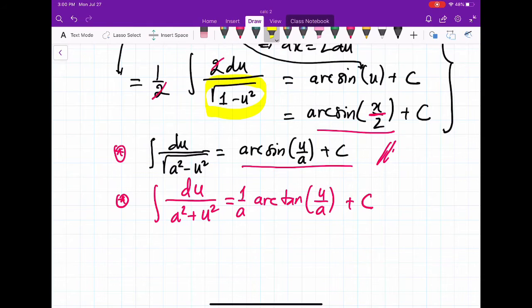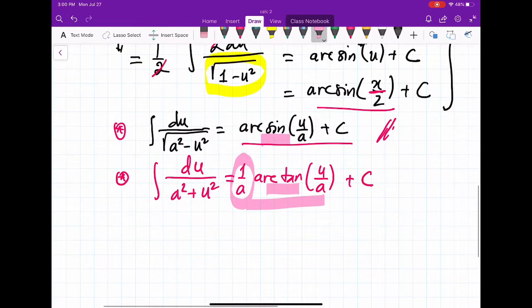But the difference between sine and tangent is in this. In the arc sine formula, you don't have this coefficient 1 over a. But in the formula for arctangent, you have 1 over a.